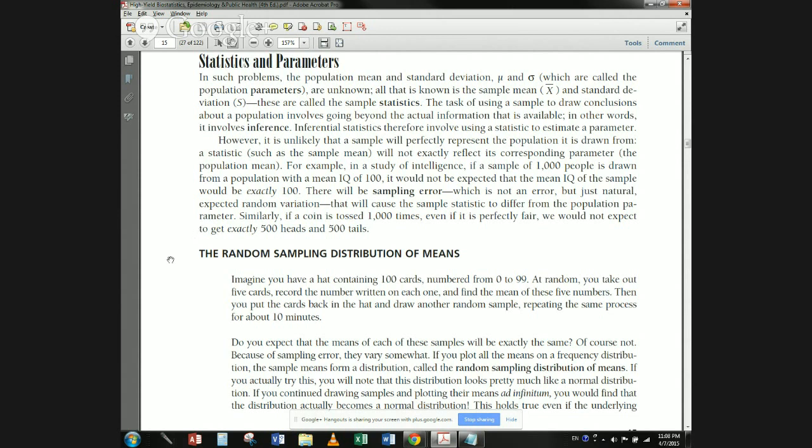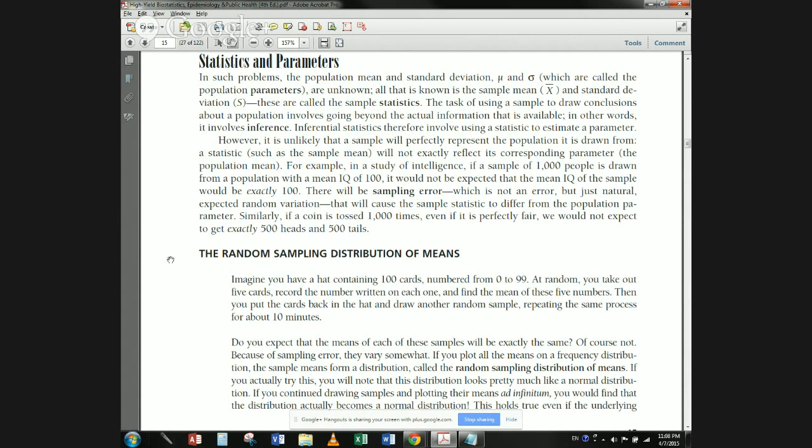The random sampling distribution of means. Imagine you have a hat containing 100 cards, numbered from 0 to 99. At random, you take out 5 cards, record the number written on each one, and find the mean of these 5 numbers. Then you put the cards back in the hat and draw another random sample, repeating the same process for about 10 minutes. Do you expect that the means of each of these samples will be exactly the same? Of course not. Because of sampling error, they vary somewhat.